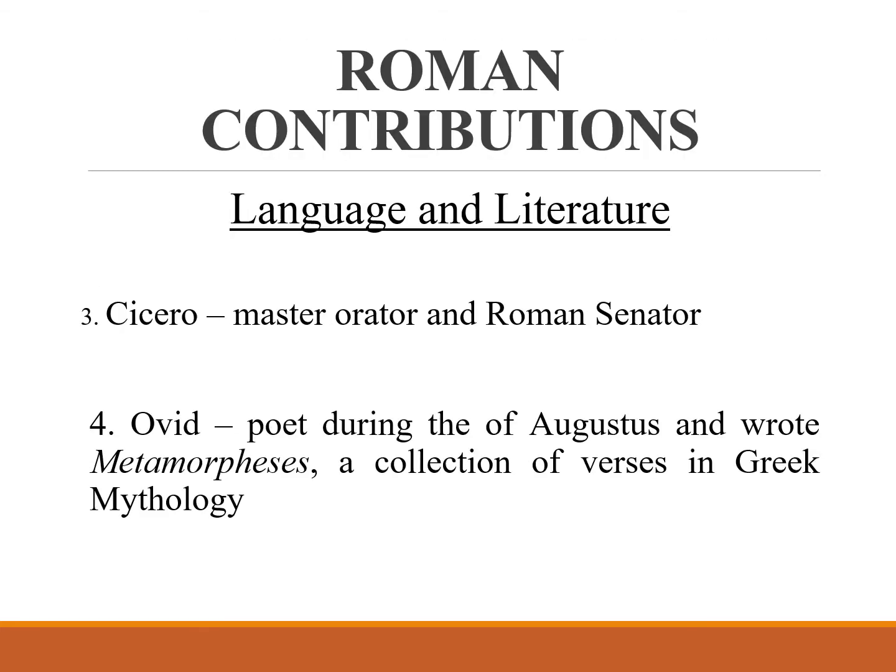Next we have Cicero. Cicero, class, was a famous Roman lawyer, writer, and orator. Now he is famous for his orations on politics and their society. Next we have Ovid. Now he was known for his work Metamorphoses, a collection of mythological and legendary stories, from the creation of the universe to the death of Caesar.